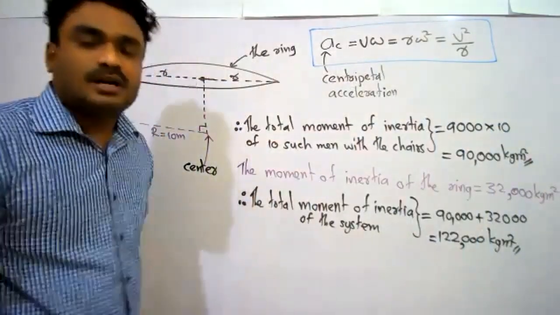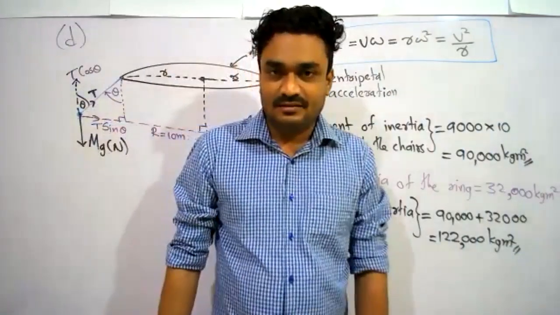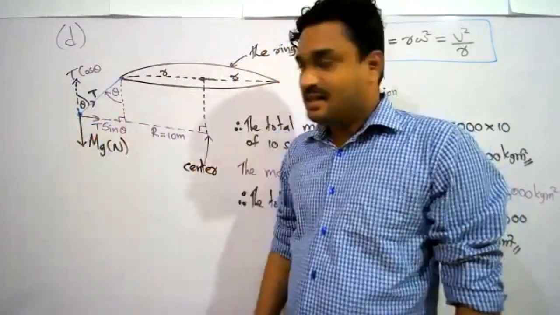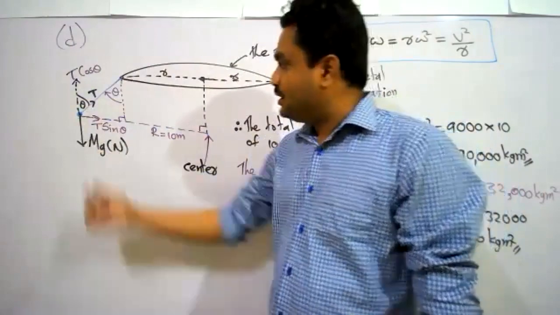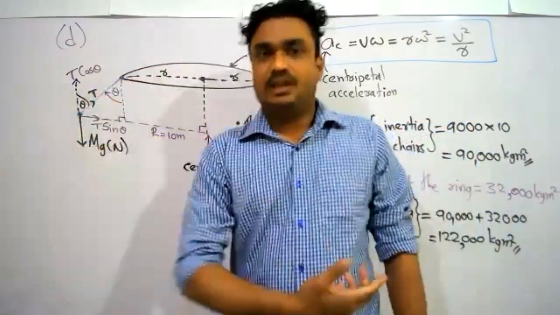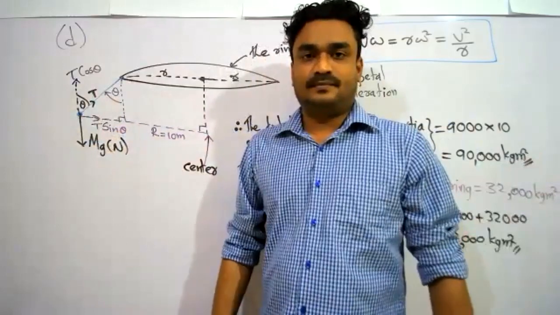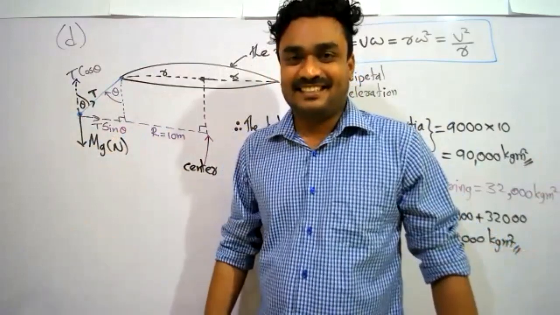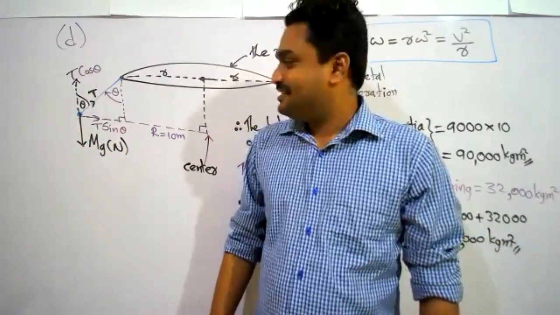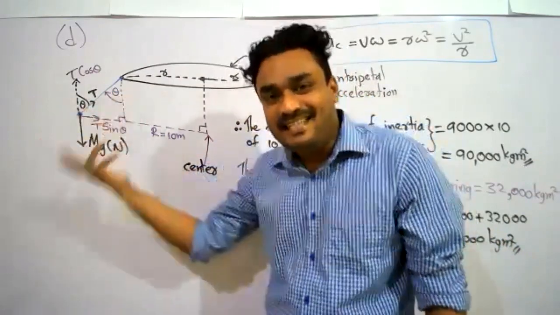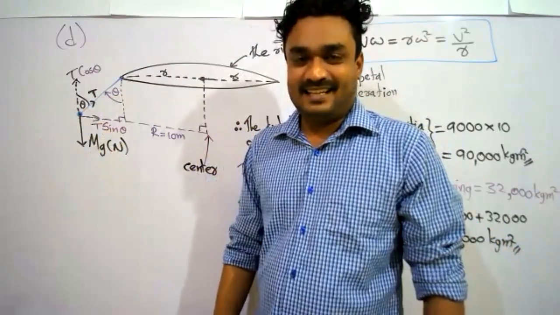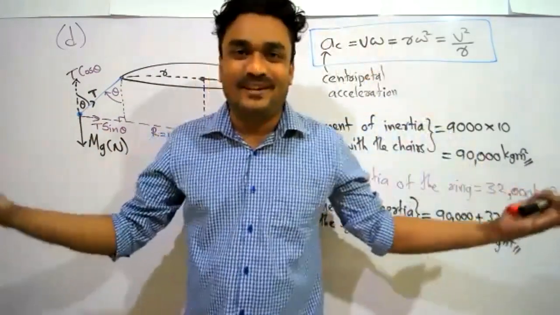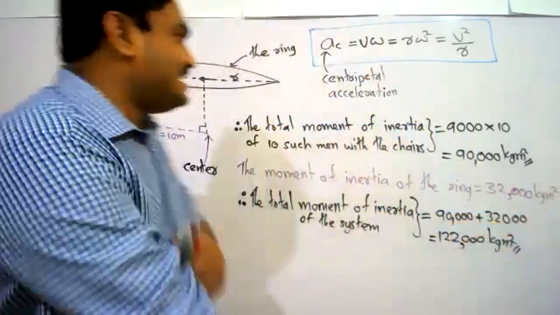What should I do now? I know the force acting towards the center. I know the radius of the circular path. I know the mass that is moving along the circular path. So what should I do next? If we know the force and the mass, what is the equation that can be applied? F equals ma, yes. That's the only equation, right?